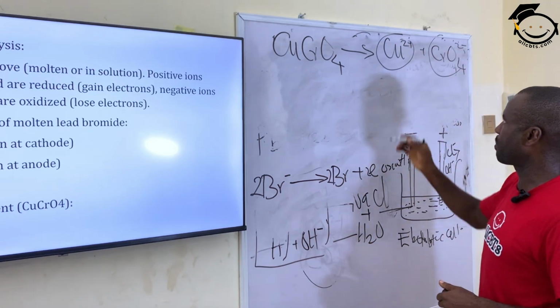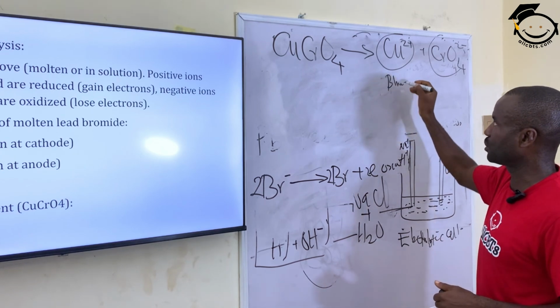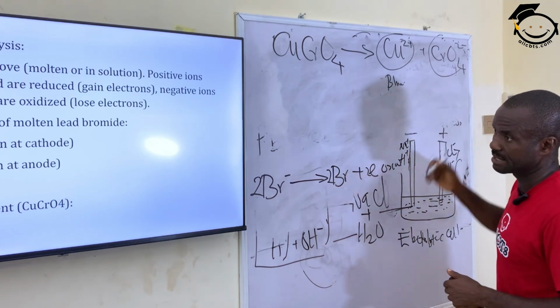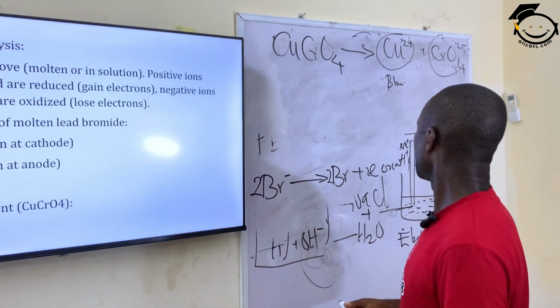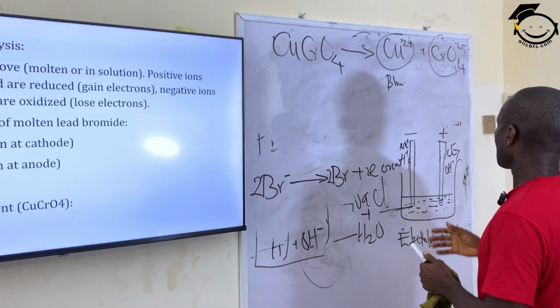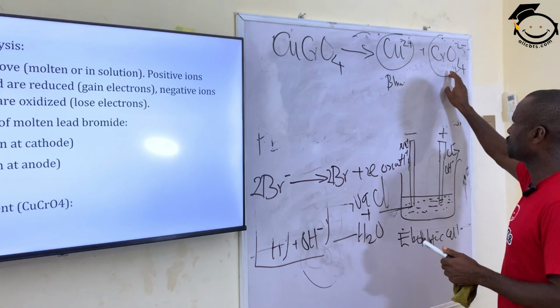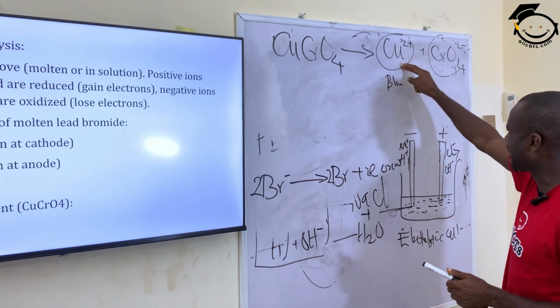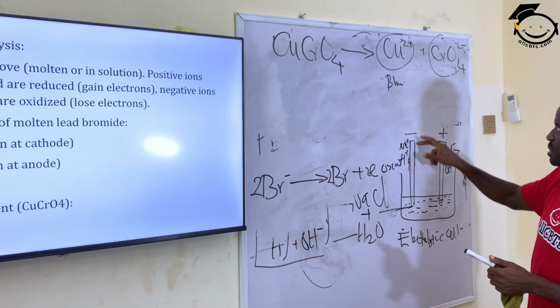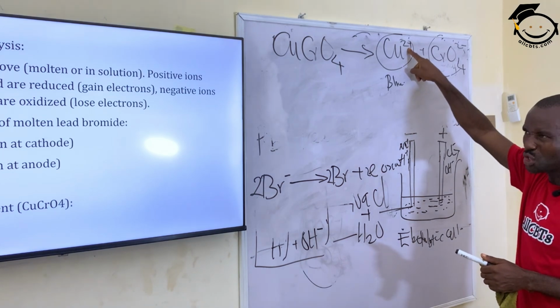Is that okay? Copper ion is blue in color. Of course, you know copper ion is blue in color. Why is this one yellow in color? So in this case, what happens when you have this in solution? The positive ion will be attracted towards the negative because it's positively charged. So it will be reduced.